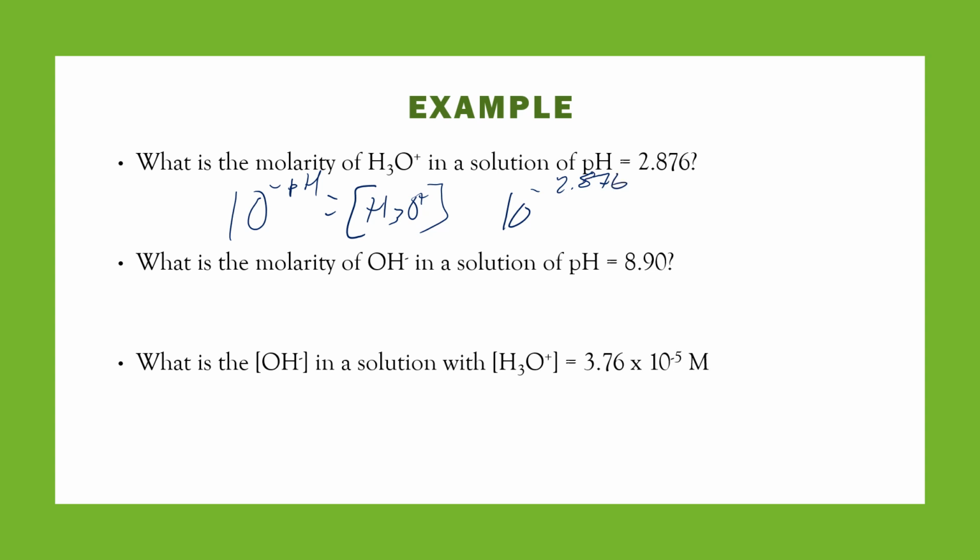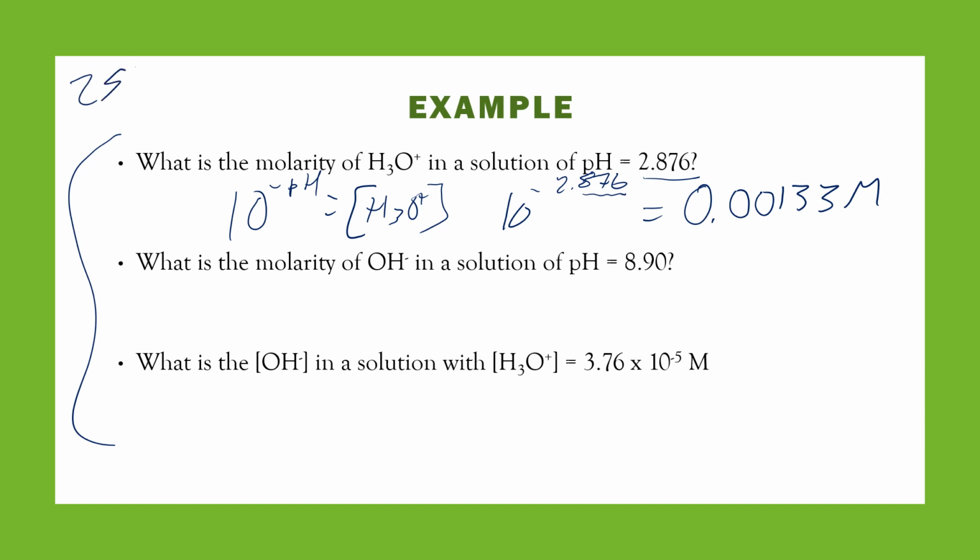And when you're doing logarithms, or rather exponentials, however many decimal places are in that exponent becomes the number of sig figs in your answer. So you do 10 to the negative 2.876, and you get 0.00133 molar. Okay. And we know that that's an acid solution because the pH is below 7. And they didn't tell us the temperature, so we're just assuming it's all at 25 degrees, which you can do. All right, so 3 sig figs there.